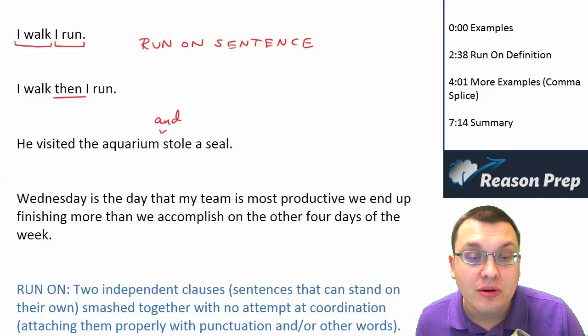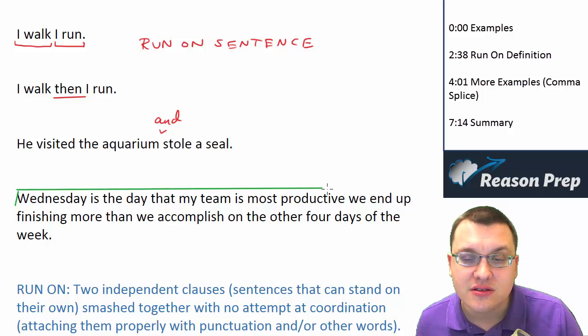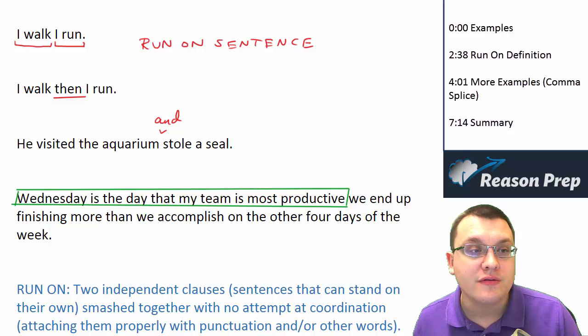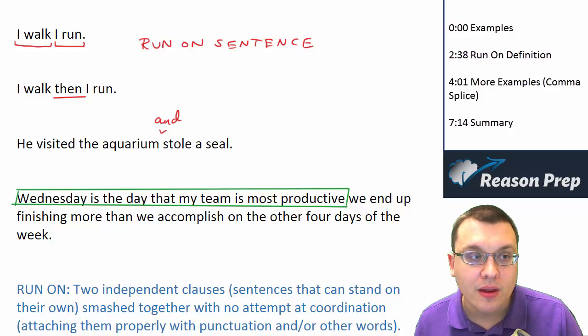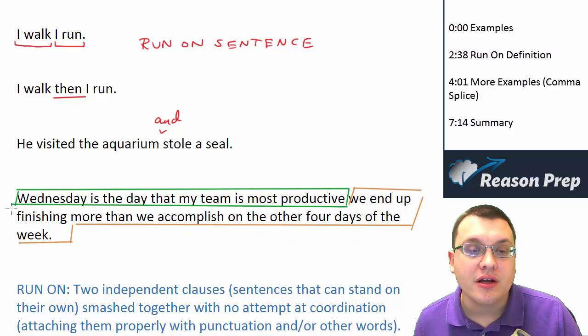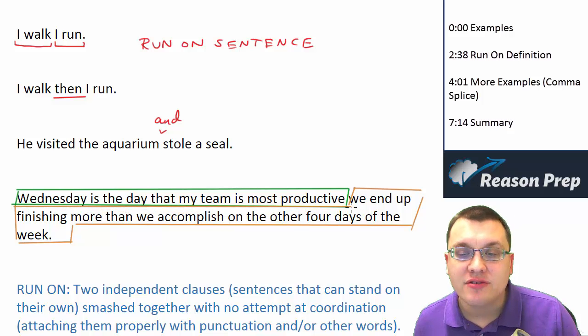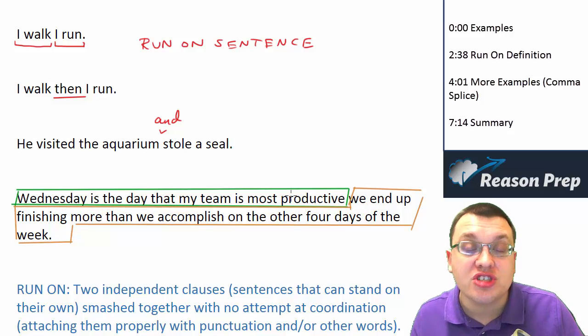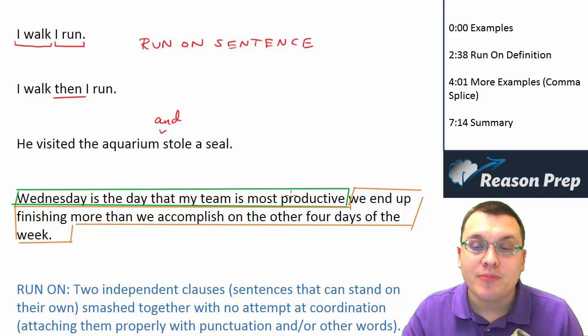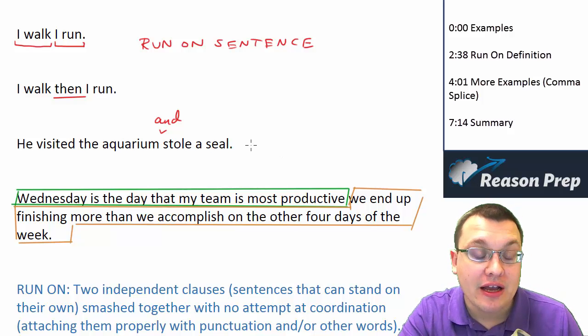Notice we have two complete sentences. Here's the first sentence. Wednesday is the day that my team is most productive. Period. Complete. We end up finishing more than we accomplish on the other 4 days of the week. Period. Complete. And now notice we have just connected them with nothing. We just smashed them together. That's not good. And we'll talk about in the next video how we can combine those.